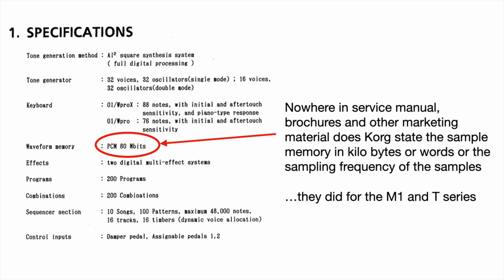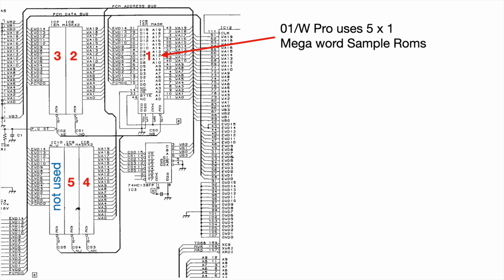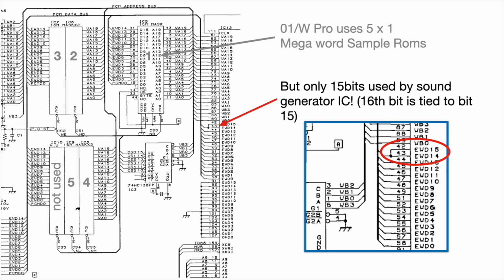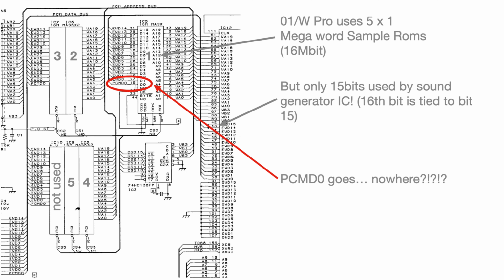Now, the weird thing is that I cannot find any official statement from Korg about the sample's sampling rate and bit width. And looking at the schematics, actually the 10 MB is more 5 megawords with a word width of 15 bits, not 16 bits. And looking closer, it gets even stranger. Bit 0 from the ROMs go nowhere. I couldn't find in the schematics where it goes to.